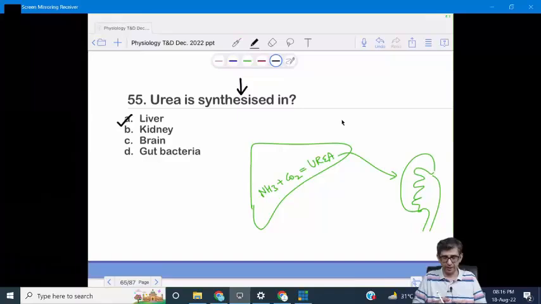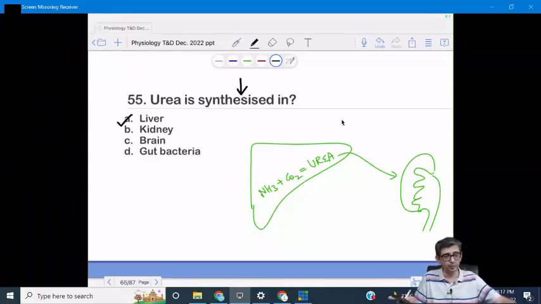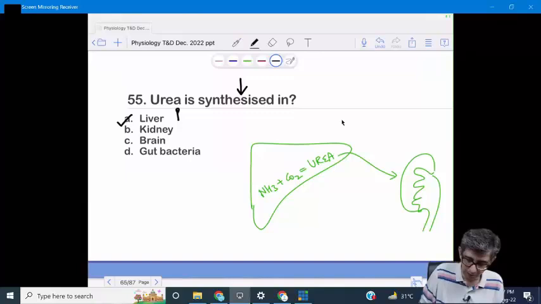Site of production of ammonia is the subsequent question. Okay, I had A versus B coming up. Why B is not the answer is because if the question was urea is excreted by, then the answer is B. Liver is the site of production. Kidney is the site of excretion.